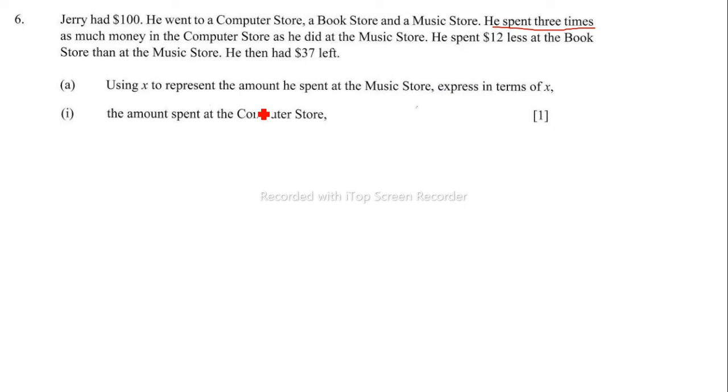X times 3, or 3x. Because remember, when we went into the music store, he spent X amount of money. We don't know how much money he spent, but he spent X amount of money in the music store. That's what they tell us.